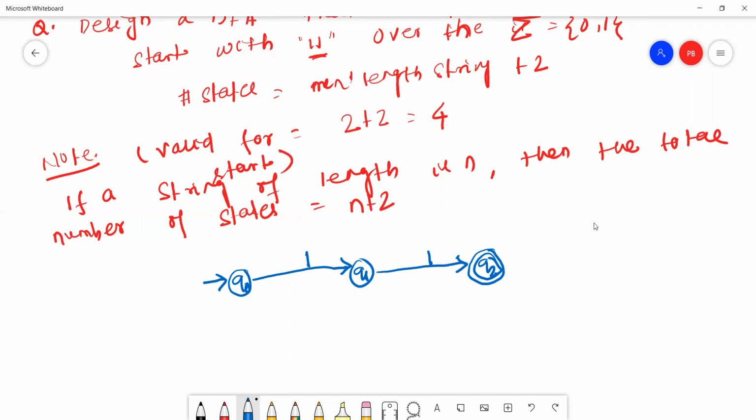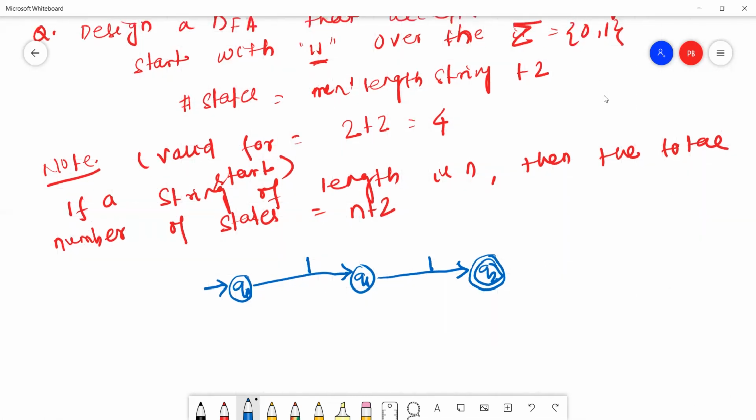So here the input alphabet has 2 symbols, 0 and 1. Q0 already reads 1. Now Q0 will read 0.